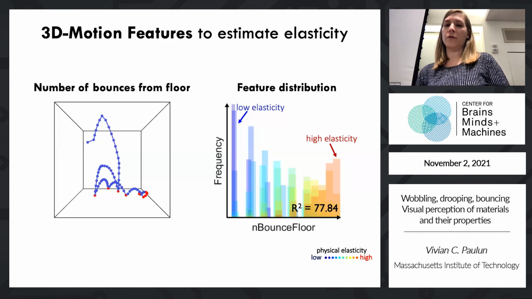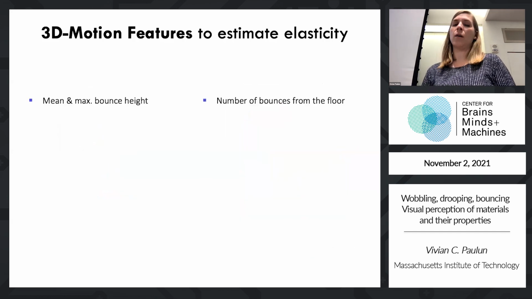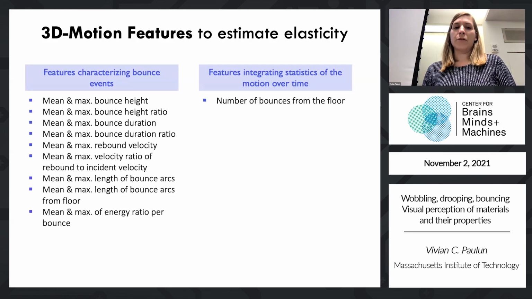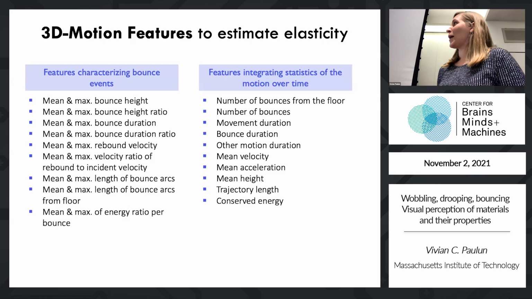Now, we didn't just come up with 2 features, we came up with a whole list of different features. Some of them capture the characteristics of specific bounce events, others integrate the statistics of the motion over time. And here's the whole list. I don't expect you to start reading all of these. I'm going to go through the important ones during the talk. This is more for completeness.